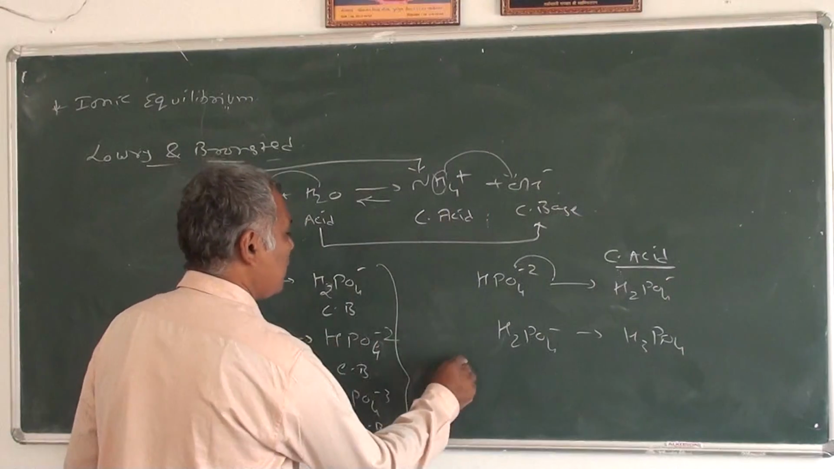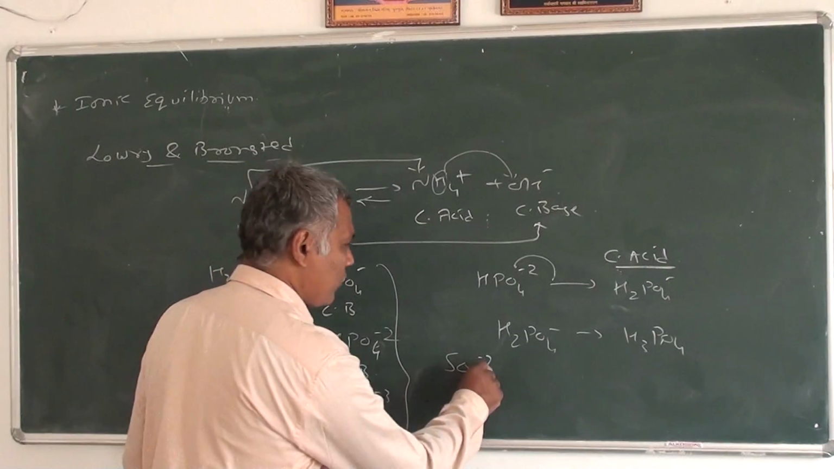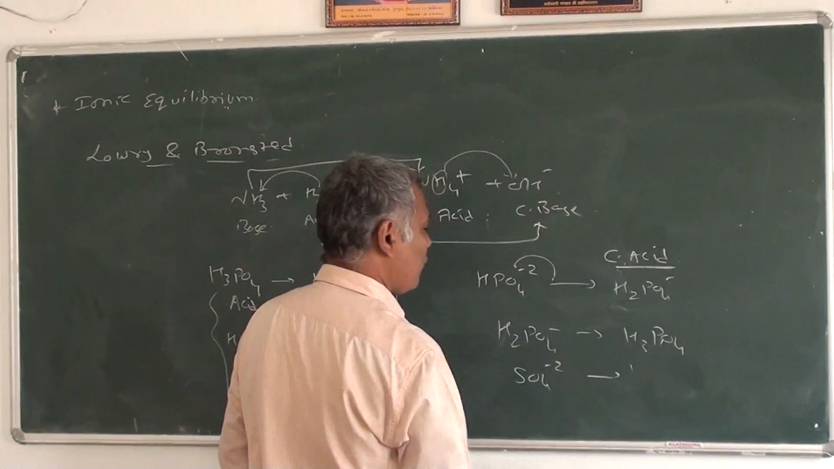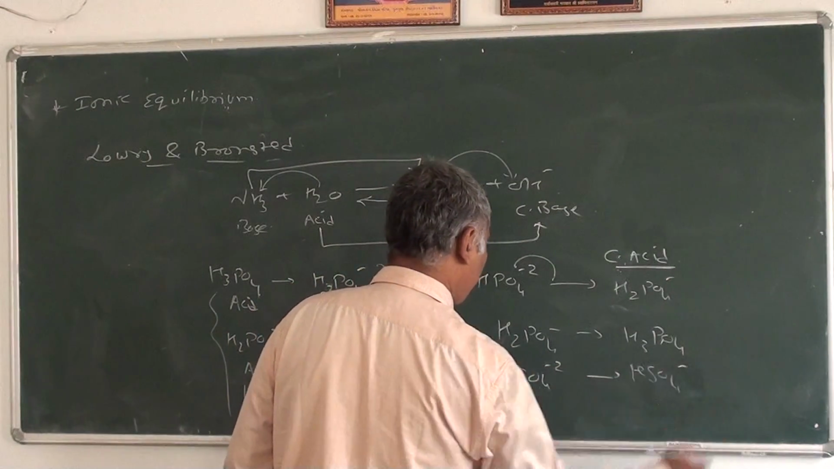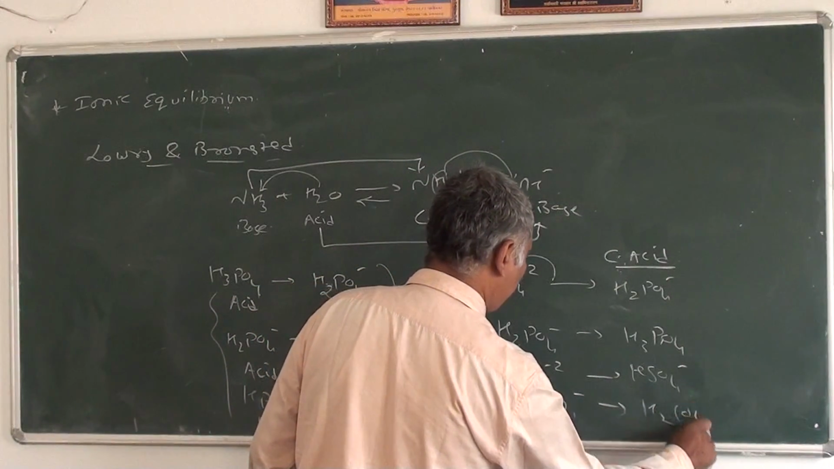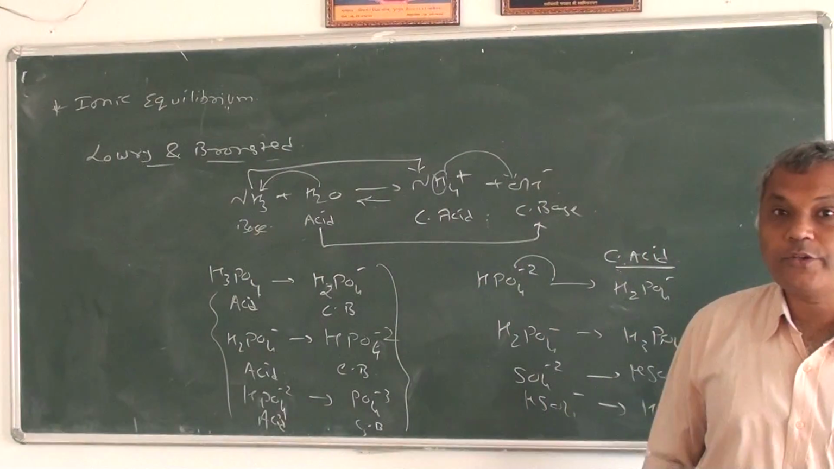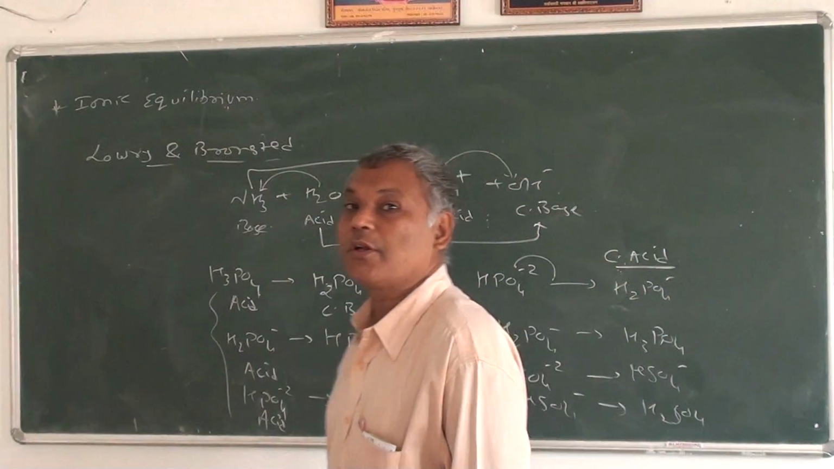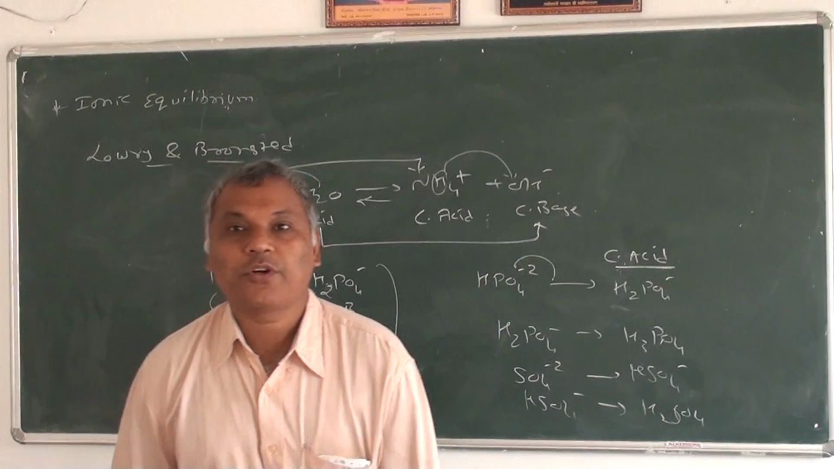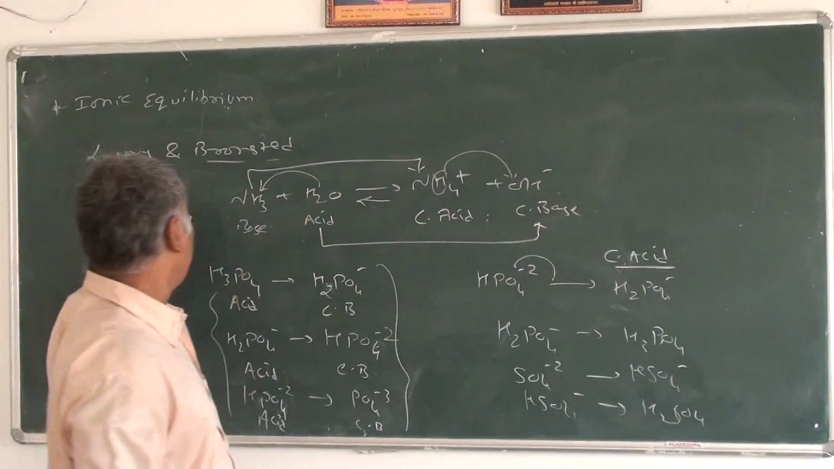Then one more example. Write the conjugate acid of the given compound. I want to write the conjugate acid only. SO4 minus 2. What will happen? HSO4 minus, HSO4 minus, H2SO4. Right? So like that, conjugate questions can be there for us. Write conjugate acid, write conjugate base, classify the given compound into conjugate acid or conjugate base. Right? Like that, questions can be there for acid base.